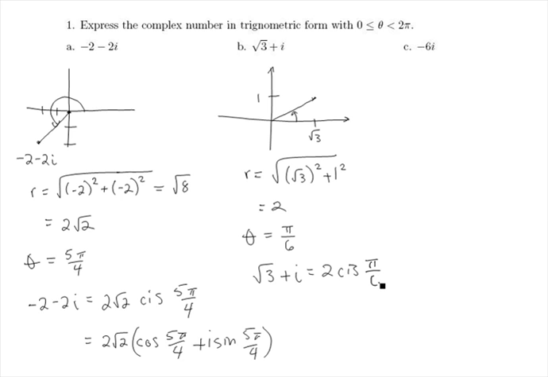And for the last one, this one's a little bit different because there is no real part to it. It's just an imaginary part. So you can think of this as being 0 minus 6i. So it's 0 along the horizontal axis and then down 6. So this point right there is -6i. And as we can see, the radius is going to be 6. That's how far that point is away from the origin. And the angle is 3 pi over 2. So -6i is 6 cis 3 pi over 2.